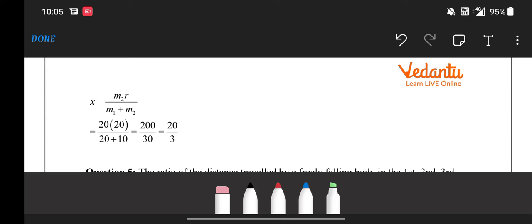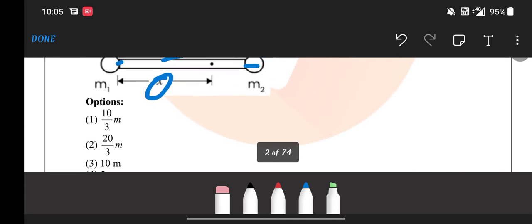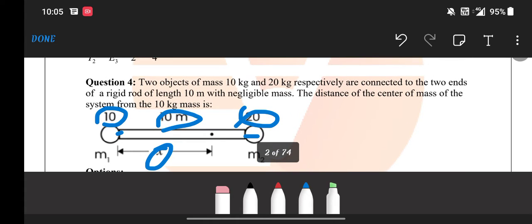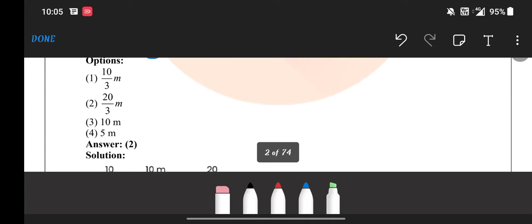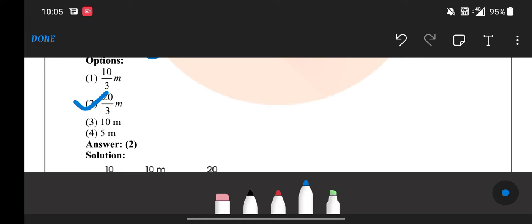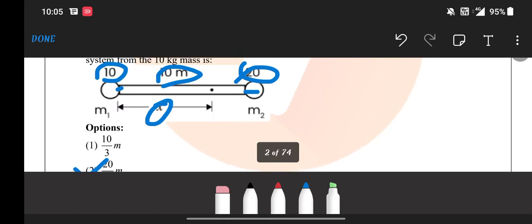So therefore r is also 20, right? So therefore m2 is 20. So 20 plus 20 by 20 plus 10, that is equal to 22. So 200 by 30. So the 0 gets cancelled, 20 by 3. So 20 by 3 is the answer we get, and it is in the second option. So therefore option B is the correct answer for question number 4.